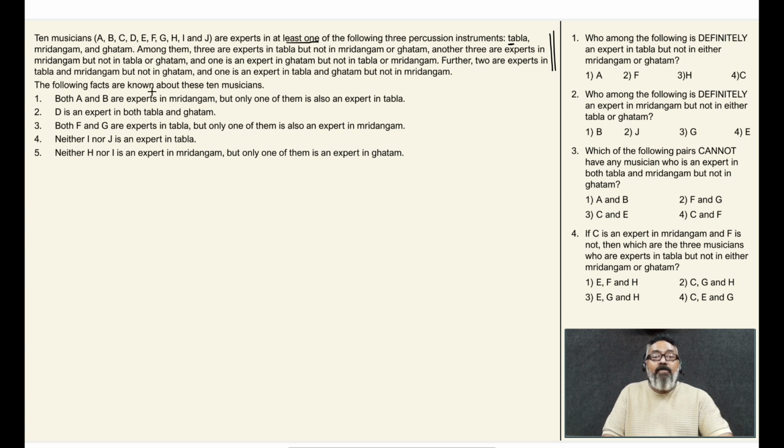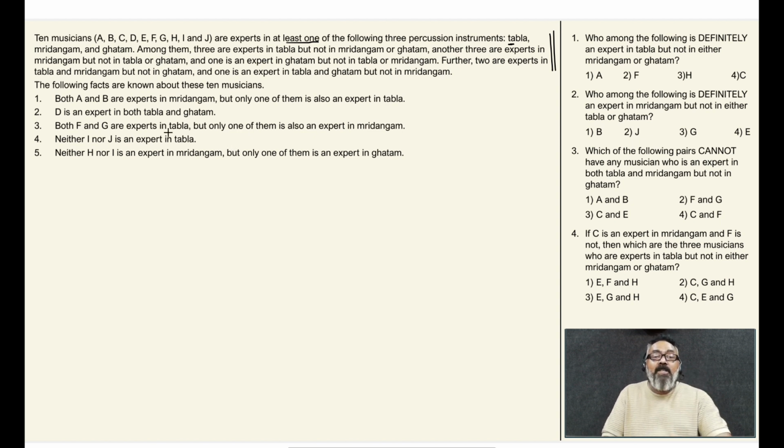So we have got certain facts about the 10 musicians. Both A and B are experts in mridangam. So A and B have got a tick in M. Only one of them is an expert in tabla. One has got a tick in T, the other has got a cross in T. D is an expert in both T and G. D has to have a tick in both T and G.